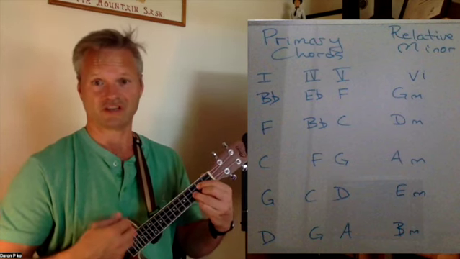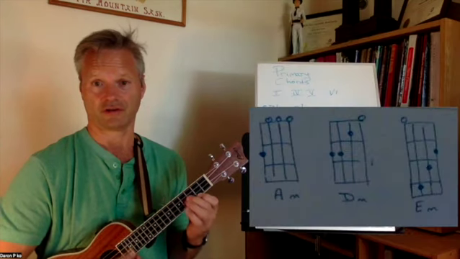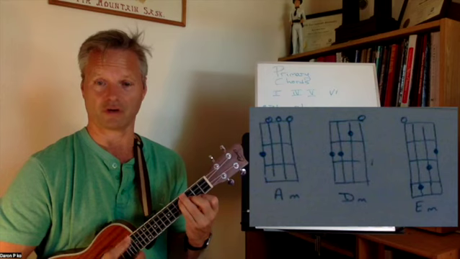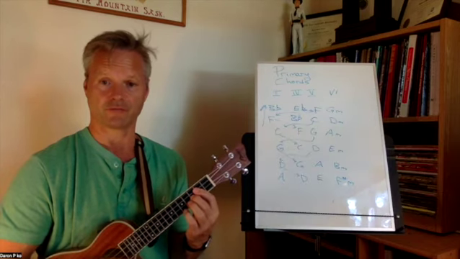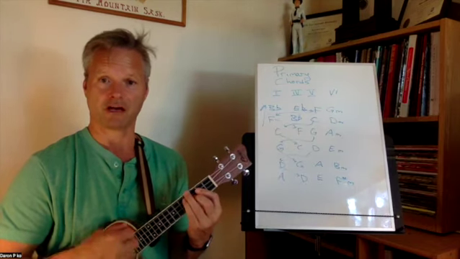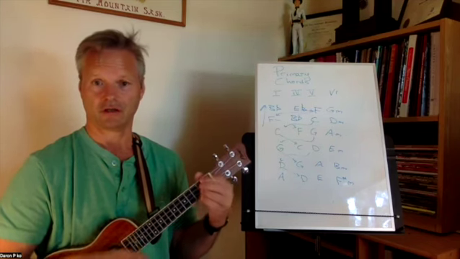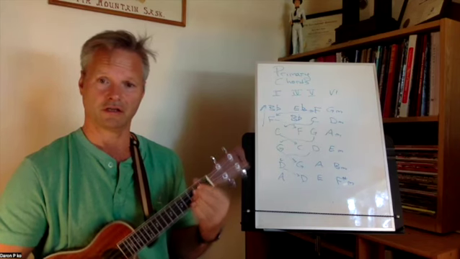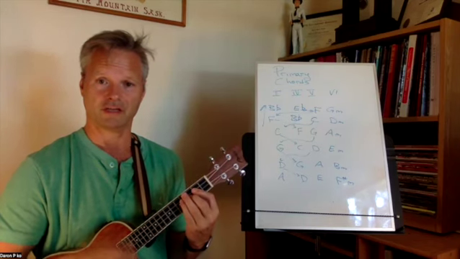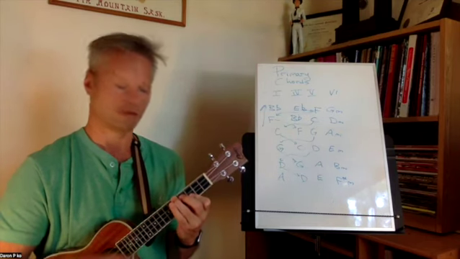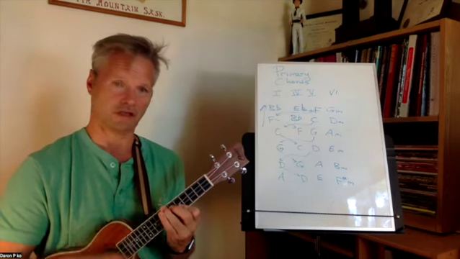In G, it's an E minor. It's going to look like a 2, 3, 4 and an open, or 2, 3, 4 and a 4. So you could go G, E minor, C, D, G, E minor, C, D, and G.